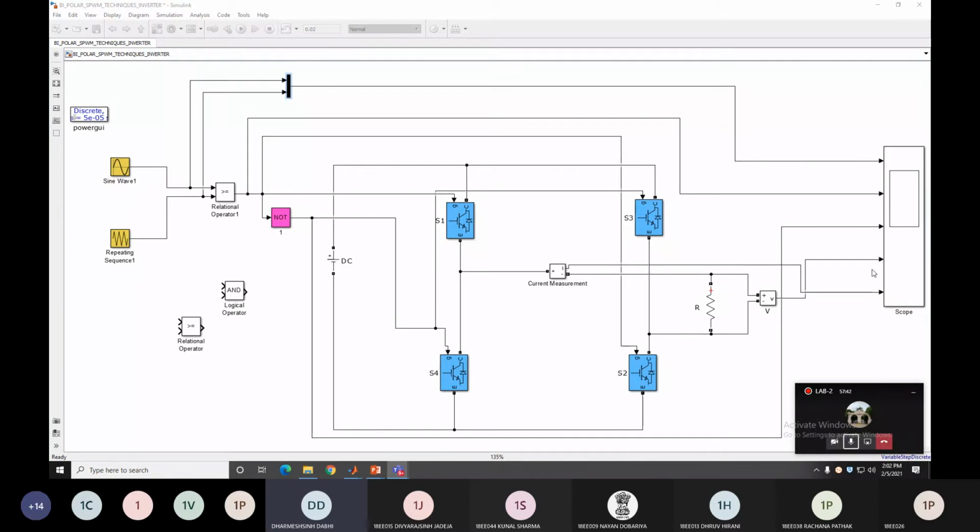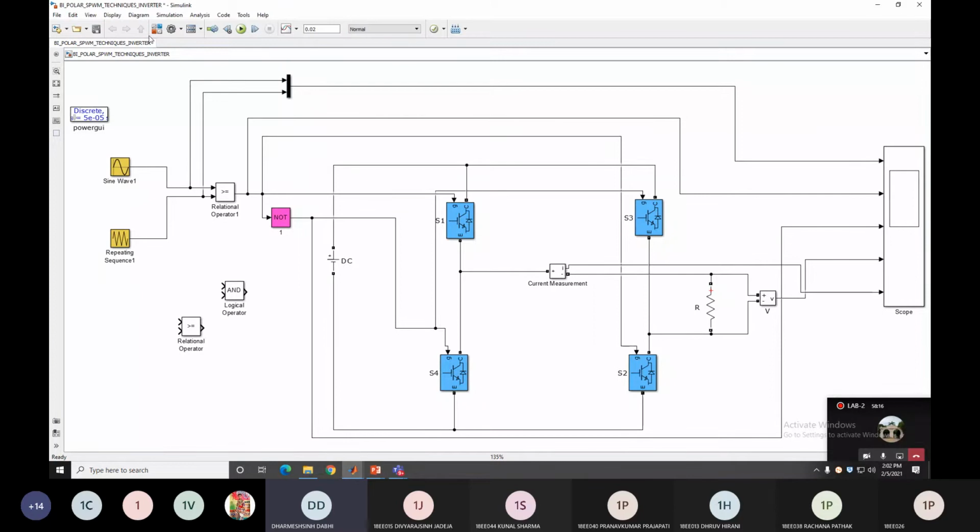Okay, so here you can see that in this case we measure 5 parameters. One is the comparison between sine wave and repeating sequence or triangular wave through this mux. Second is the output of the relational operator, which is the gate pulse of S1 and S2. Third one is the output of the NOT logical operator, that is the gate pulse of S3 and S4. Fourth one is the output voltage across the load. And fifth one is the load current. Clear?